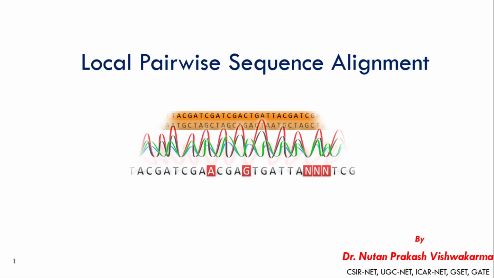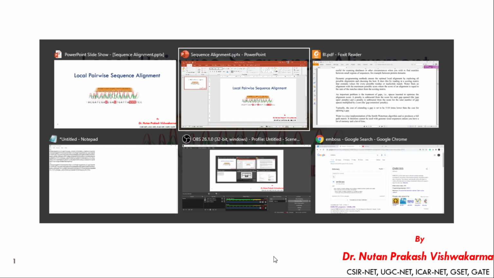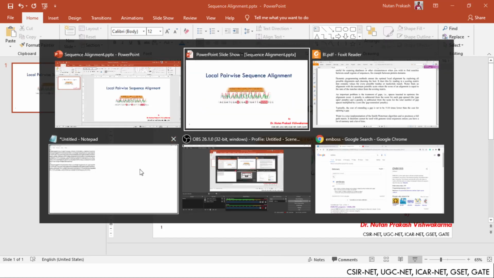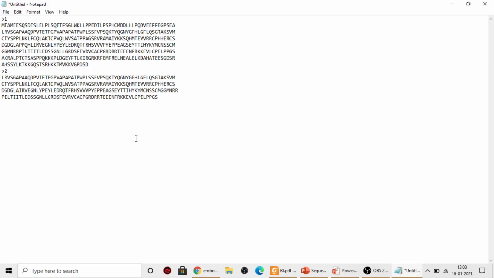In EMBOSS, there was one tool, needle, that we used for global alignment. Here I am going to use another tool known as water, which is available with EMBOSS for protein sequence alignment, especially local sequence alignment. For simplicity, I have two protein sequences, and I want to know what percentage of similarity both are sharing locally.